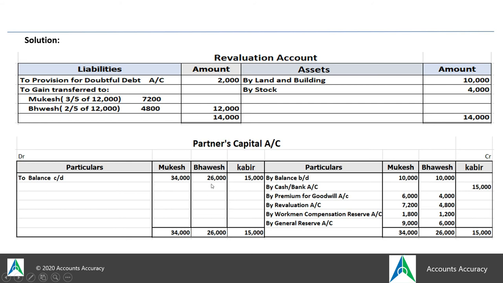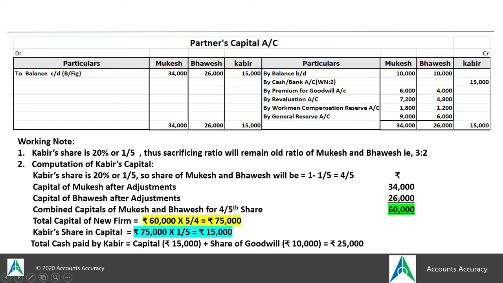When we are adding these, 34,000 and 26,000, the adjusted capital of Mukesh and Bhavesh, we are getting 60,000. So this 60,000 will be multiplied with the reciprocal of their share, that is 4/5. Here you can see that Kabir entered for 20% share in the profit. 20% is 1/5 because 20 by 100 is 1/5. So as Kabir has entered for 1/5 share, when we deduct it from total 1, we get 4/5, the remaining share left for Mukesh and Bhavesh.